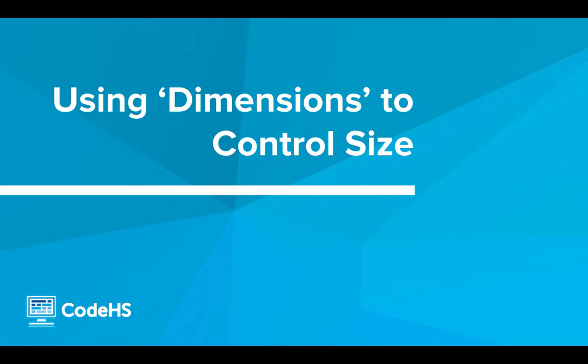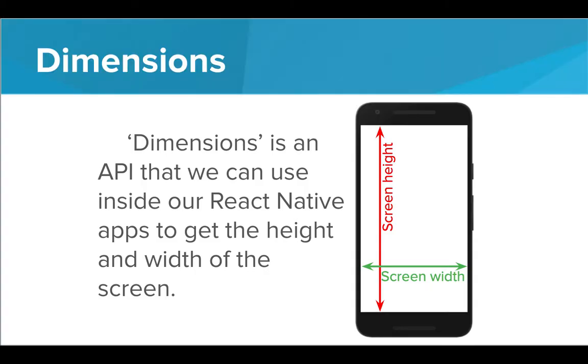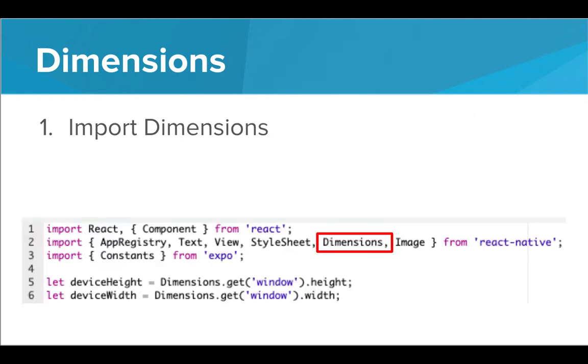Hi, in this video, we're going to learn about dimensions and how this can be used to size our components. Let's get started. Dimensions is an API that will allow us to use the height and width of our screen to size various components in our apps. In order to use dimensions, we first need to import it from React Native in the same place we've been importing each component being used.